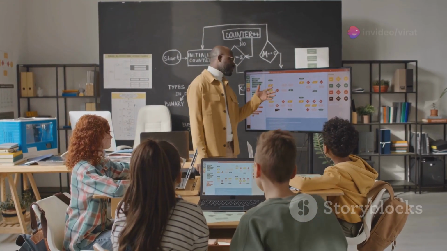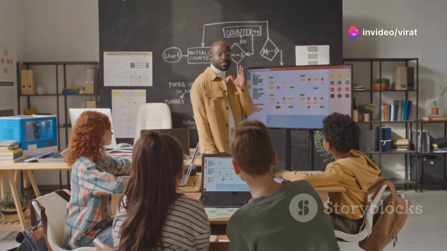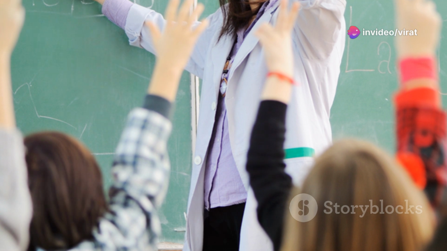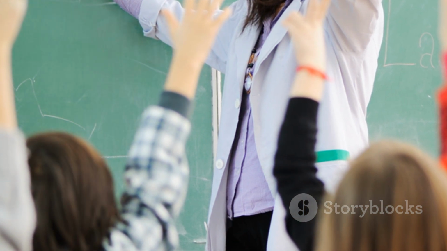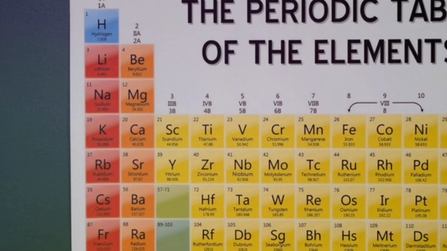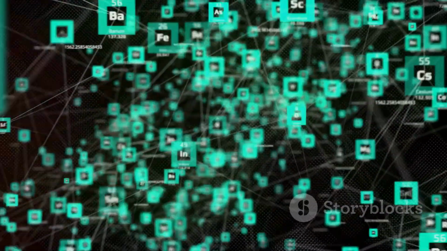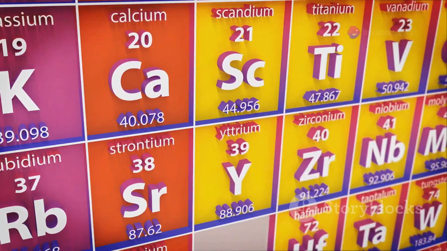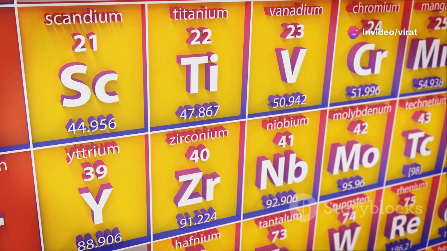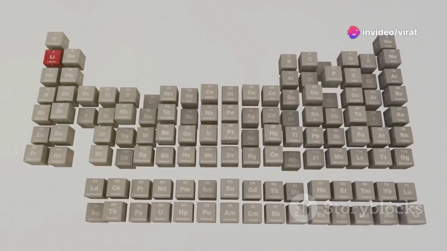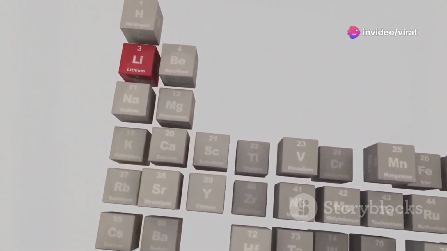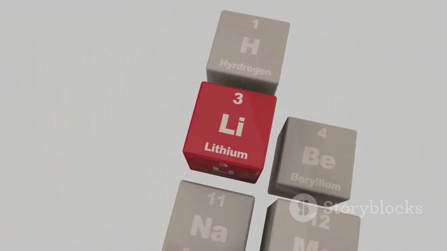Let's start by understanding how the periodic table is structured. It's like a grid with rows and columns. The rows are called periods and the columns are called groups. Each period represents a different energy level. Think of energy levels as floors in a building. Elements in the same period have the same number of electron shells. For example, elements in period 2 like lithium and neon have 2 electron shells.